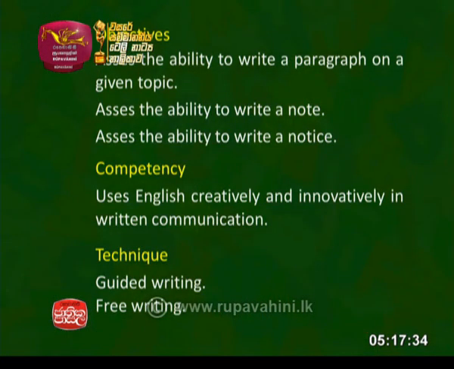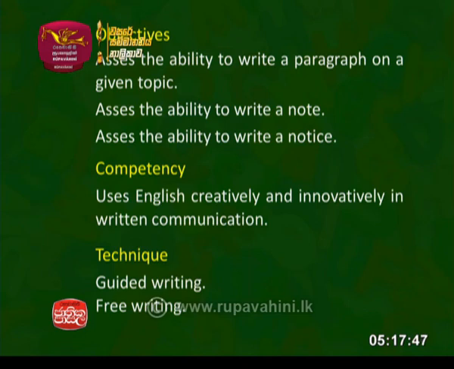Actually, Mr. Terrence, as our children should know, our children must know this too. The objectives of this particular question is to assess the ability to write a paragraph on a given topic. So, one objective is assessing or evaluating your ability in writing something on a given topic.